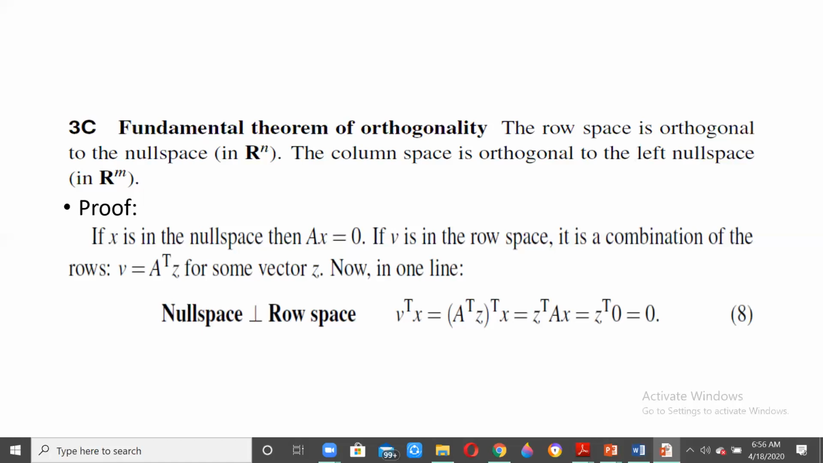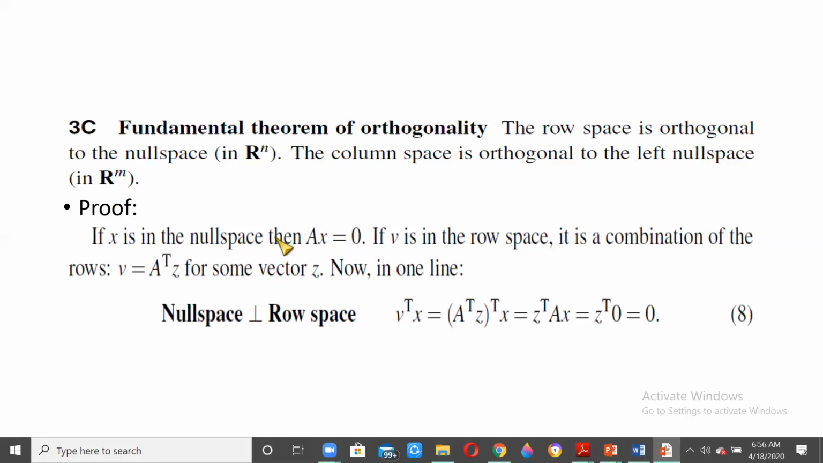Similarly, the dimension of the column space will be r, that is the rank, and the dimension of the left null space will be m minus r. If we add them together, we will get the dimension of the vector space, which is R to the power m. The proof of this can be considered something like this.